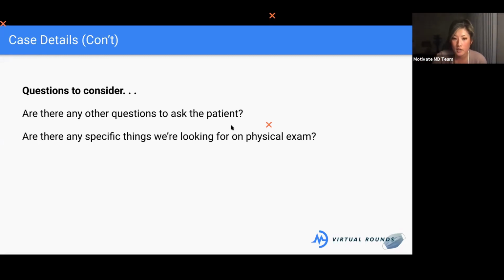Pallor is another good one that can indicate bleeding. We would want to confirm that with labs and see if he's anemic. Maybe he's losing blood. Murmurs is an excellent one. So we're going to listen to all of his valves and see if there are any murmurs that can cause pain depending on which valve is affected.